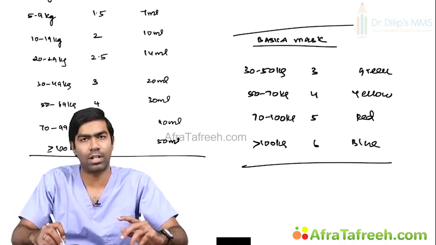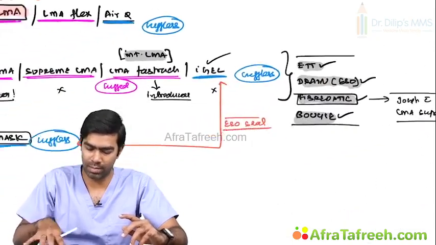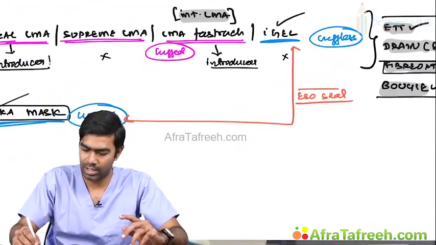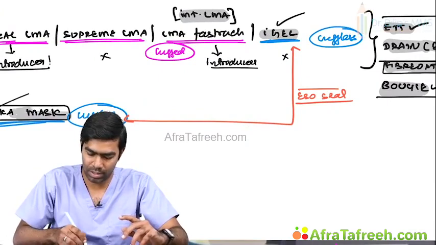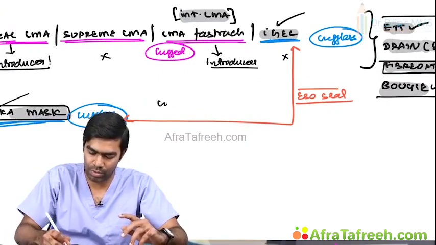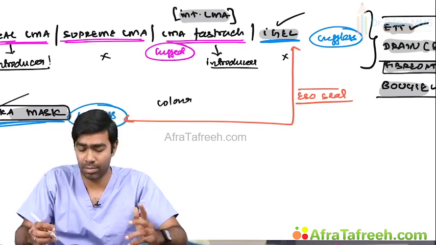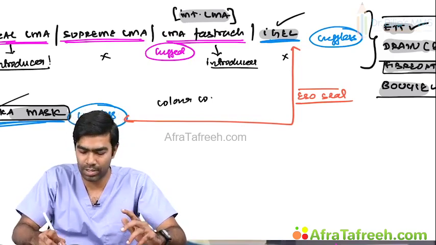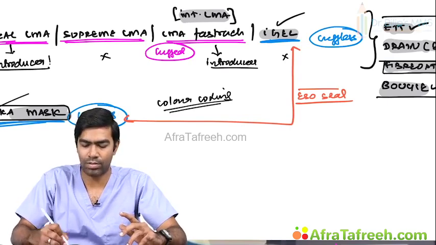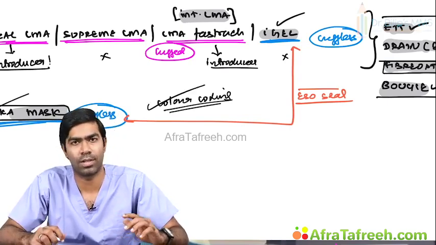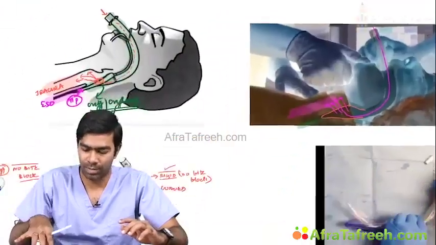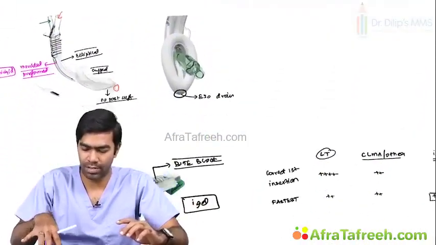So this is the Baska mask color coding, which means among the laryngeal mask airways, this i-gel and Baska mask are going to have color coding also. The remaining ones will not have color coding, but these are given with color coding. That could be a potential question for your exams. Clear? So these are the different laryngeal mask airway devices that you have to know.